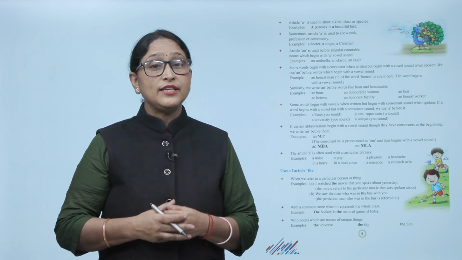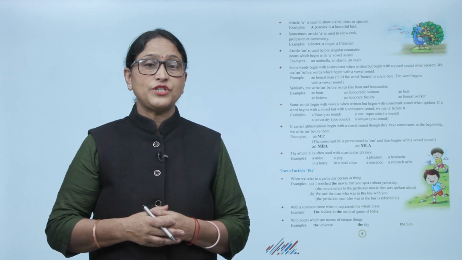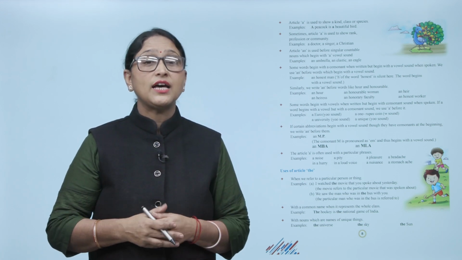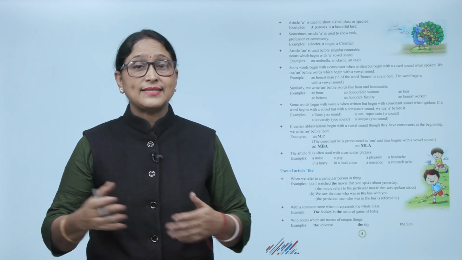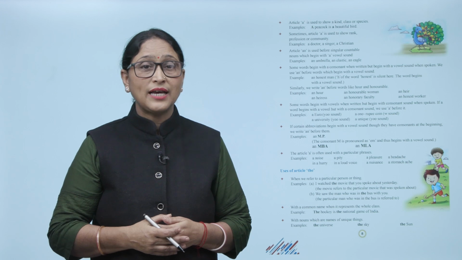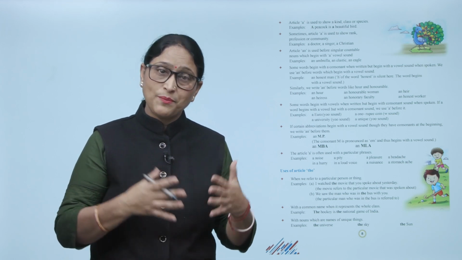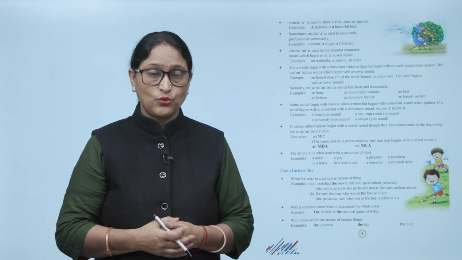Article an is used before singular countable nouns which begin with a vowel sound. Examples: an umbrella, an elastic, an eagle. An का यूज़ कहाँ करते हैं? सिंगुलर काउंटेबल नाउन से पहले जो वॉवल साउंड से स्टार्ट हो रहा है.